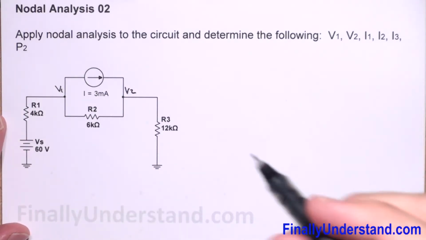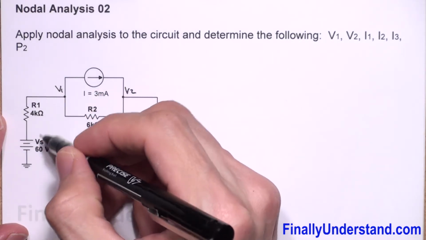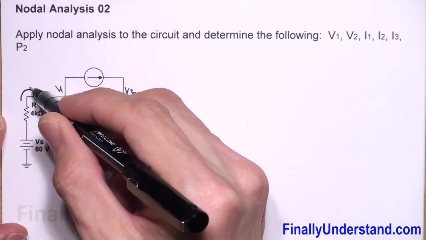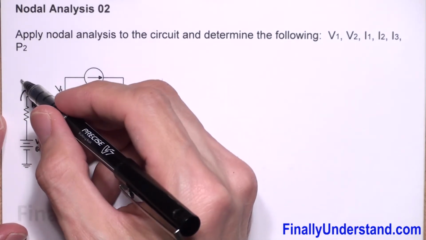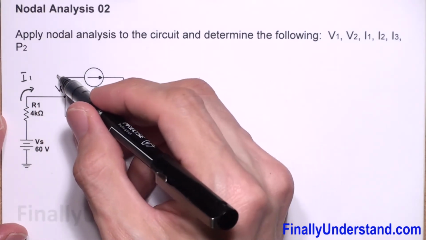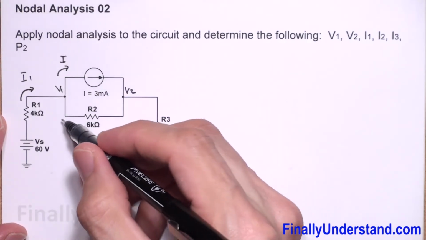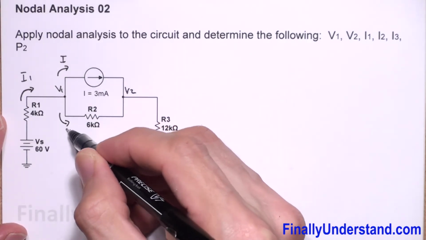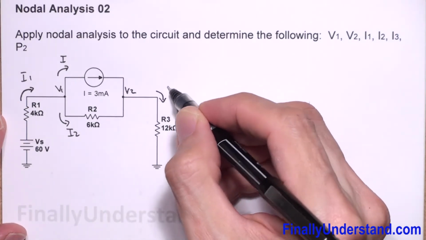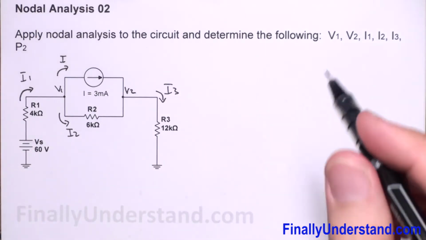So I have a voltage source over here. The current is going to be pushed in this direction from this voltage source, and I'm going to call this current I1. This is going to be my current I, this is going to be my I2, and this is going to be my current I3.